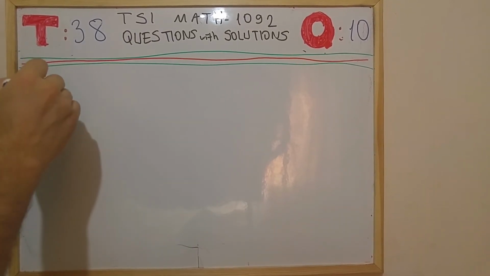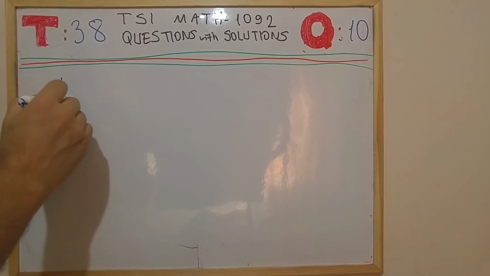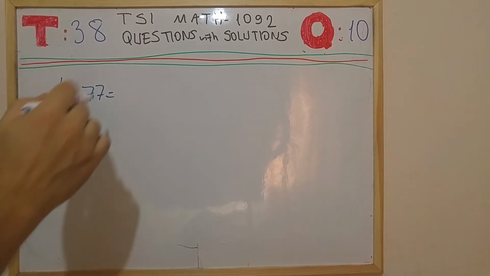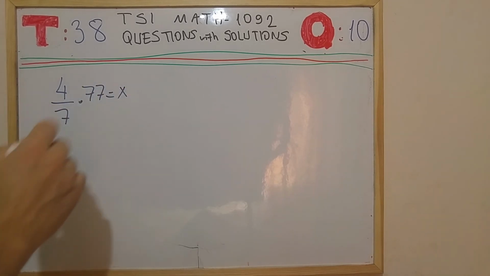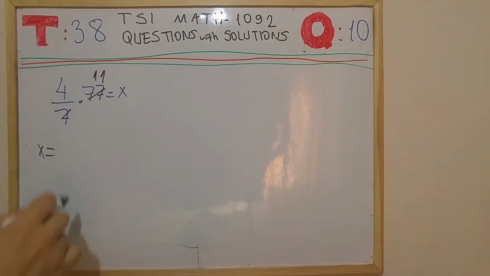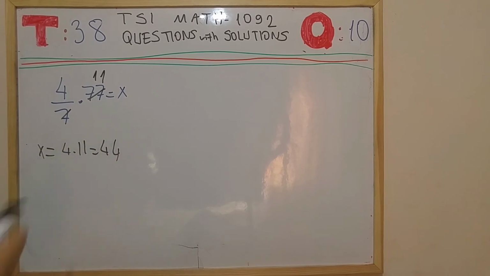The book is for sale for 4/7 of its original price, and the original price is $77. What is its sale price? Let's calculate it. We just have the x here, so we just write x down. 77 divided by 7 is equal to 11. So what we have is multiplying 4 by 11, which gives us 44.